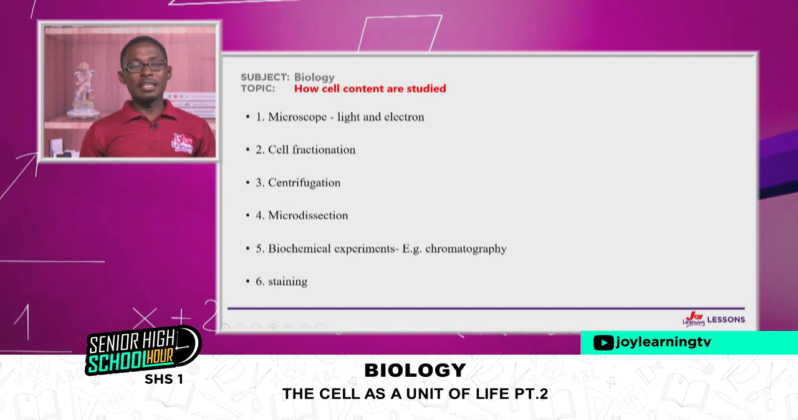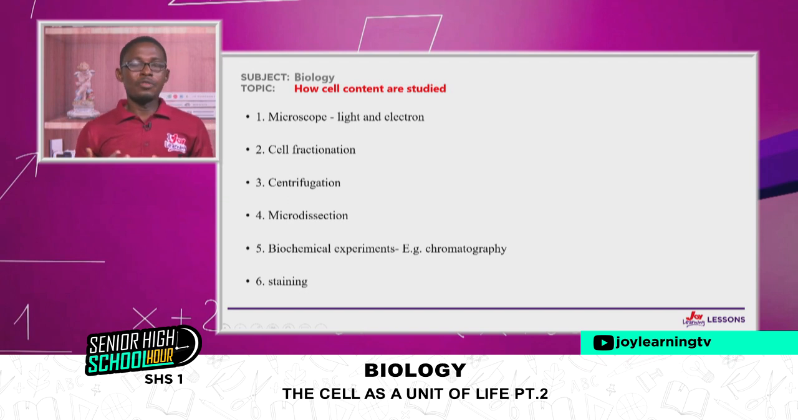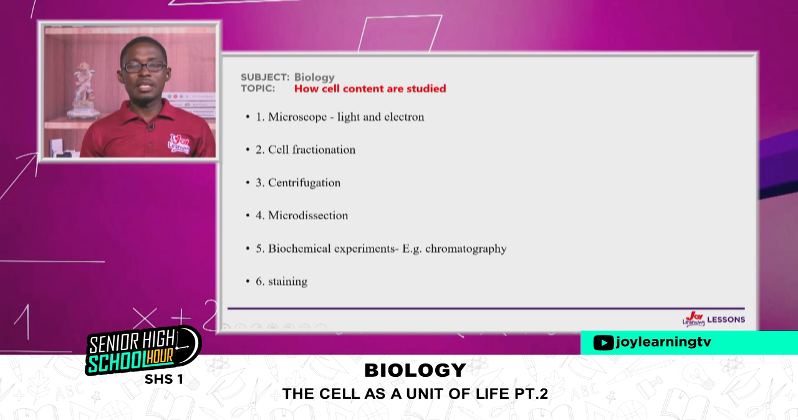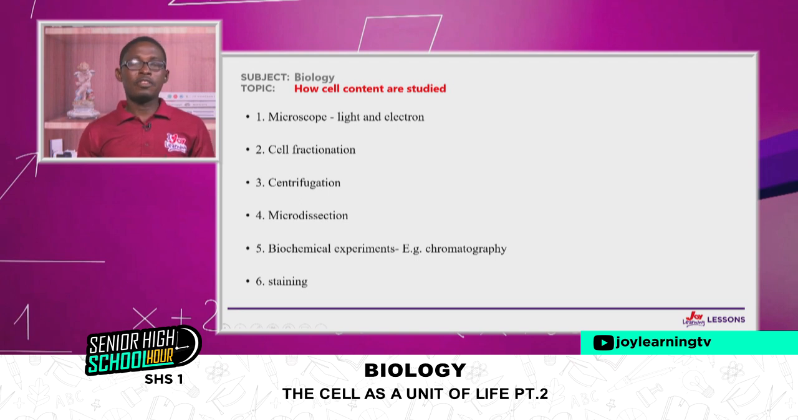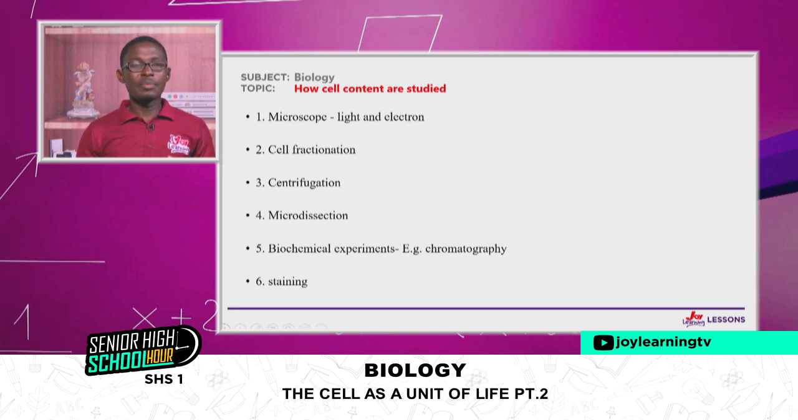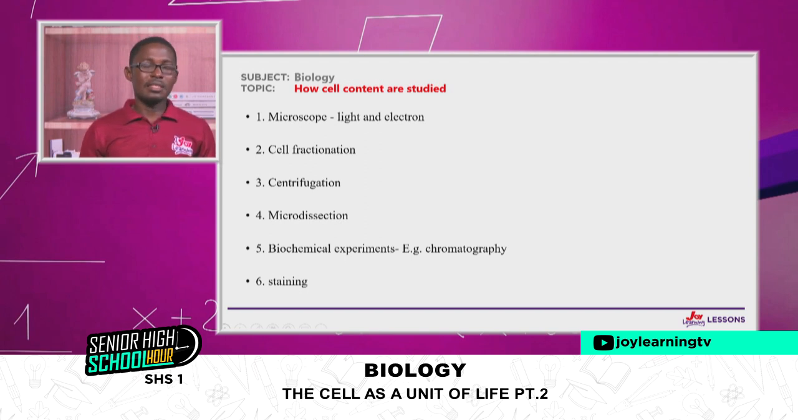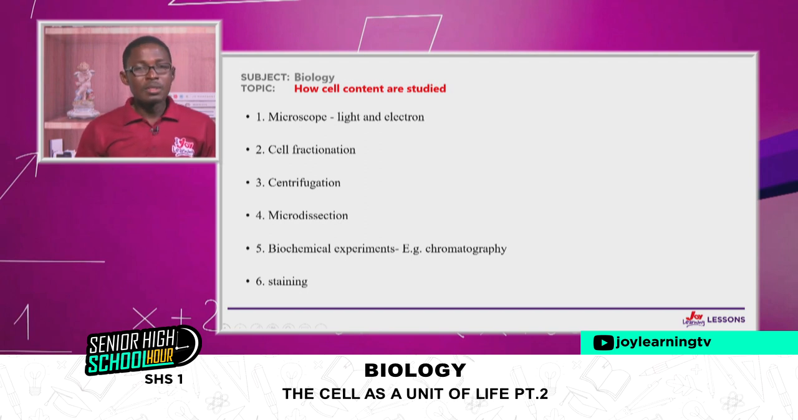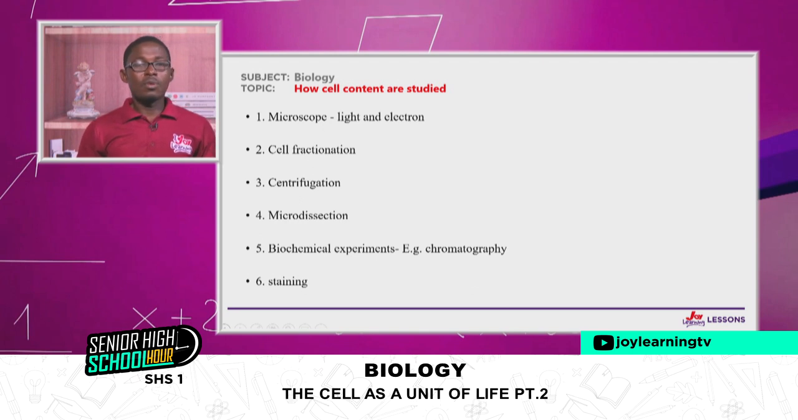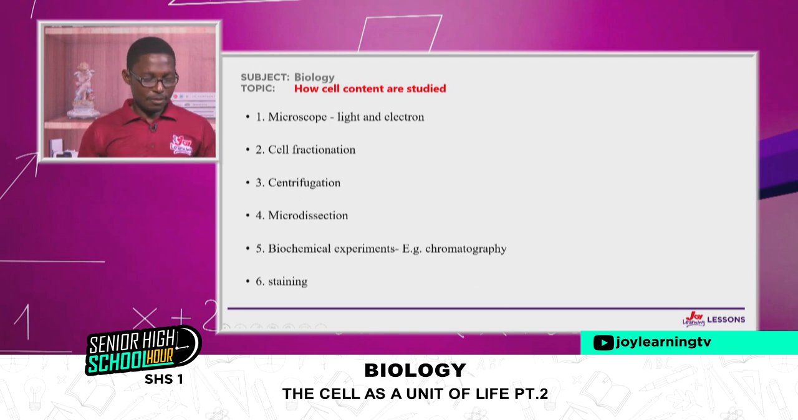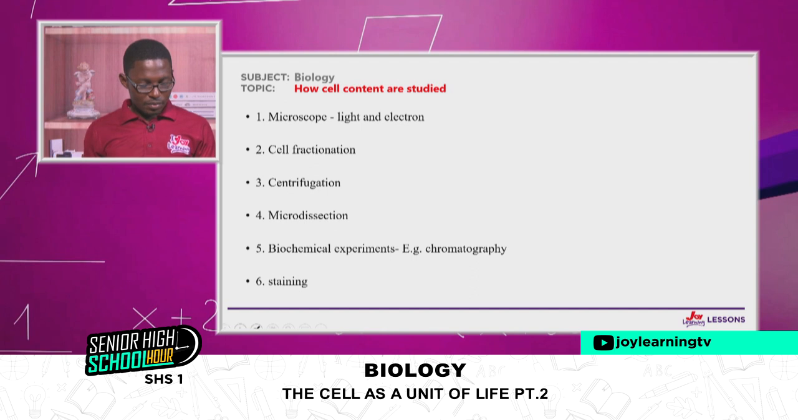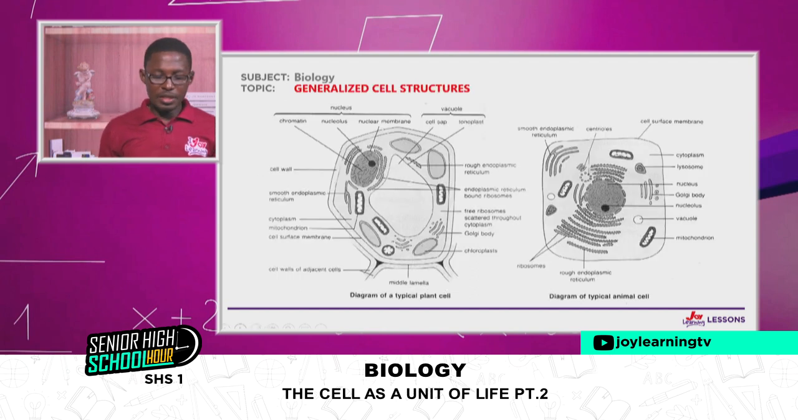Then we use staining as part of it. If you use different dyes to stain a cell, different organelles will show up in different forms. And these were what helped scientists to study and come out with all that we are going to study today. So let's look at a lot of pictures.